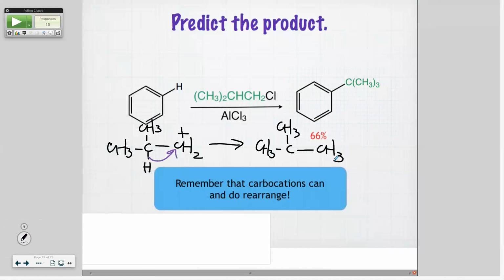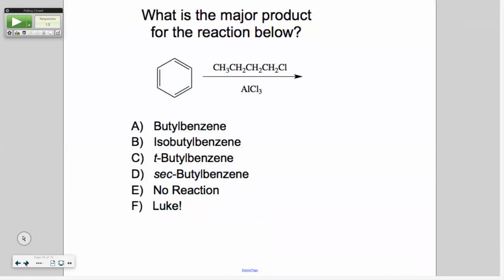This is how they know the carbocations are formed. Okay, so don't forget that. That's like always an issue. Anytime you have a carbocation, you can have a rearrangement. Okay, so what do you think the major product is for this reaction?